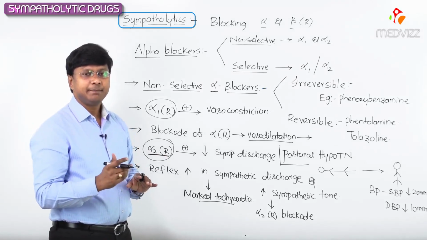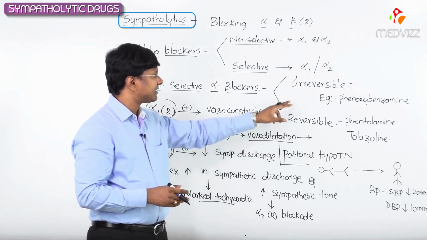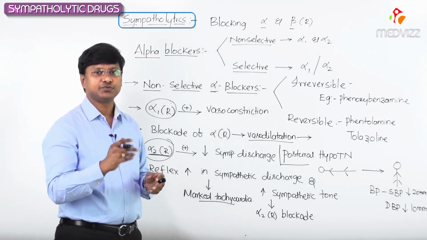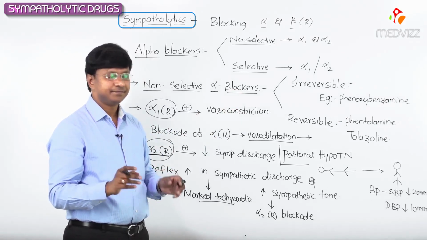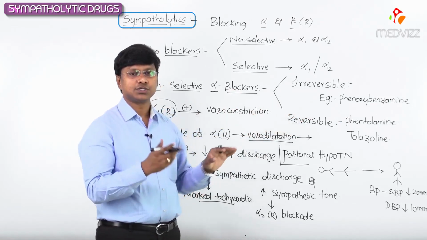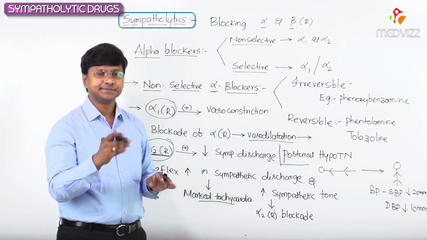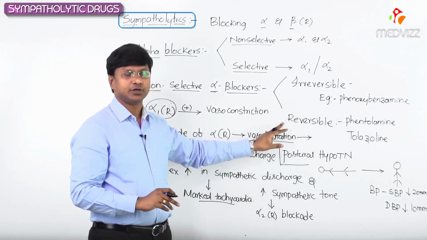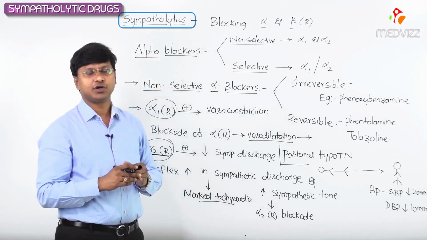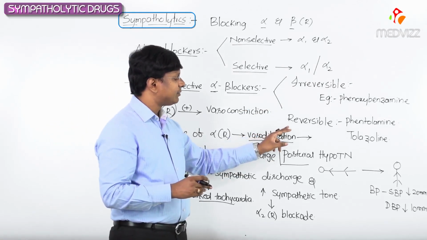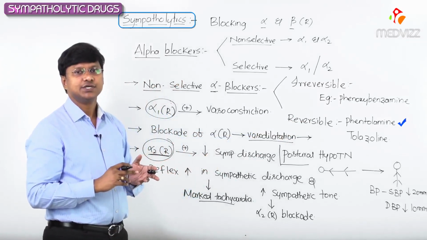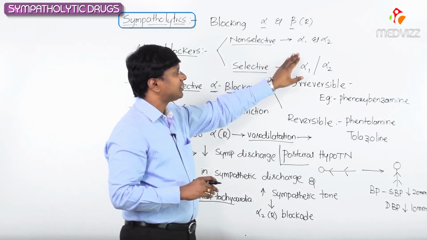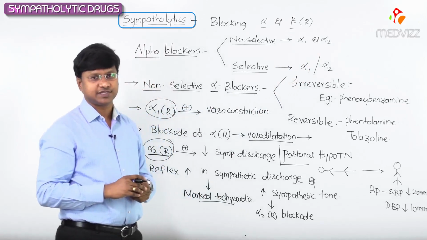Now, among these, let me discuss initially the non-selective alpha blockers. Depending upon their action on the alpha blockade, they are classified into irreversible and reversible. Irreversible alpha blockers block the alpha receptors irreversibly, whereas with reversible alpha blockers, once the action of the drug is reduced, the alpha blockade is reversed. An example of an irreversible alpha blocker is phenoxybenzamine, and reversible alpha blockers are phentolamine as well as tolazoline. Now let me tell you what will happen if alpha 1 receptors are blocked, and later what will happen when alpha 2 receptors are blocked.